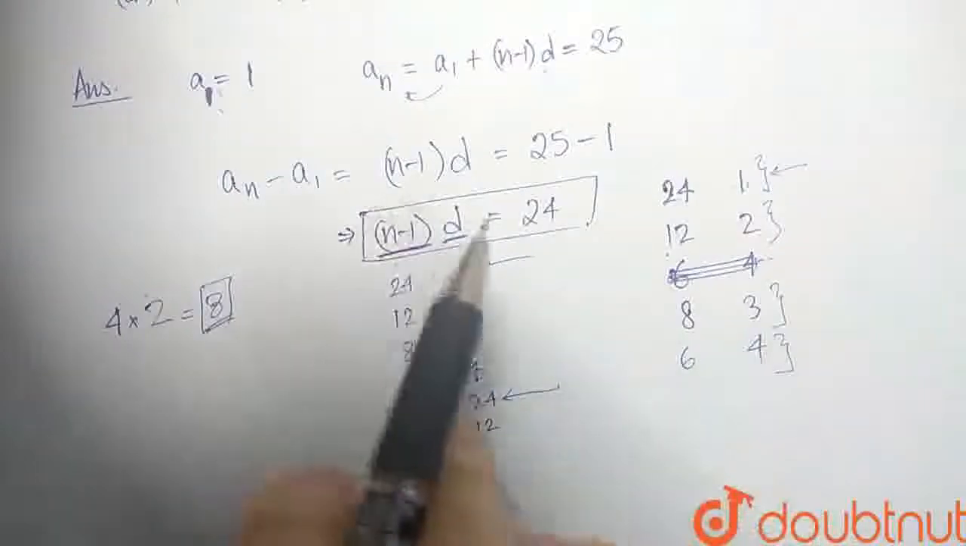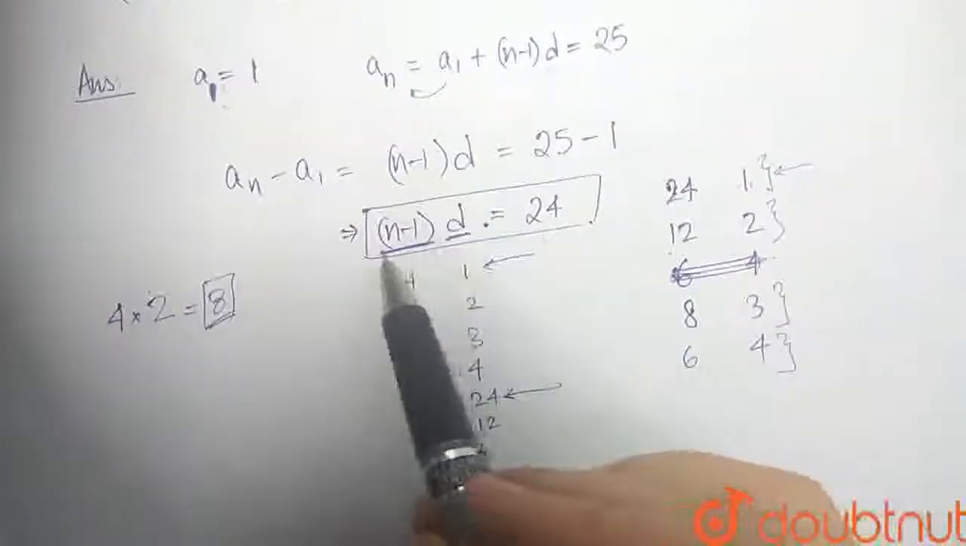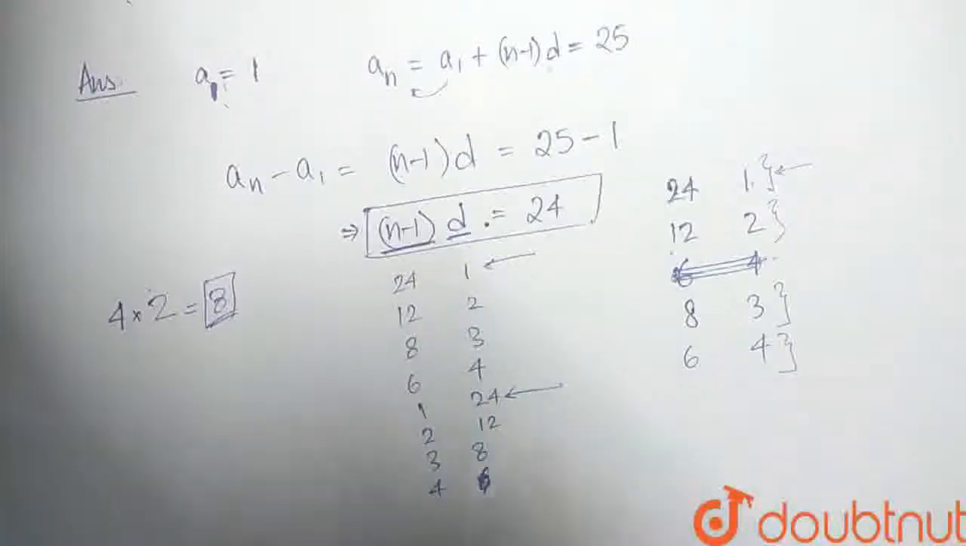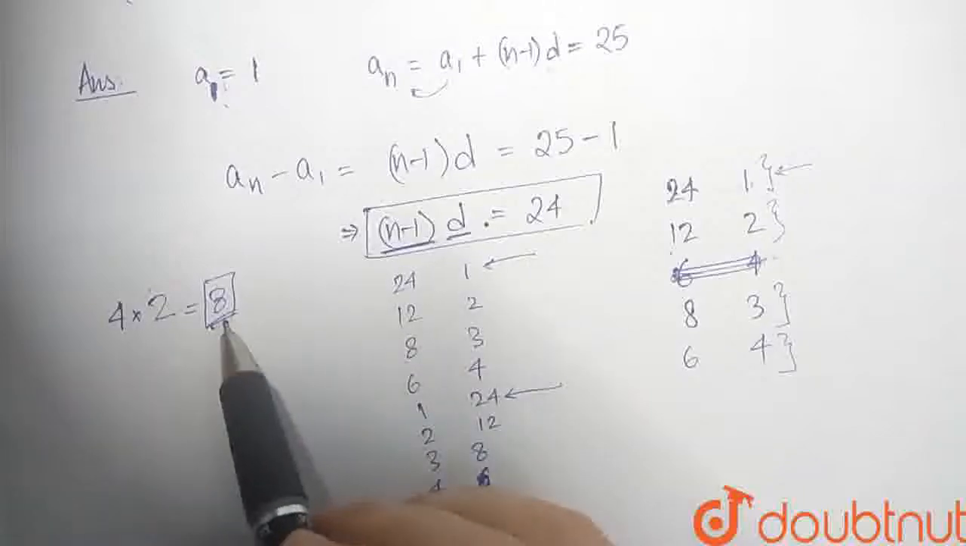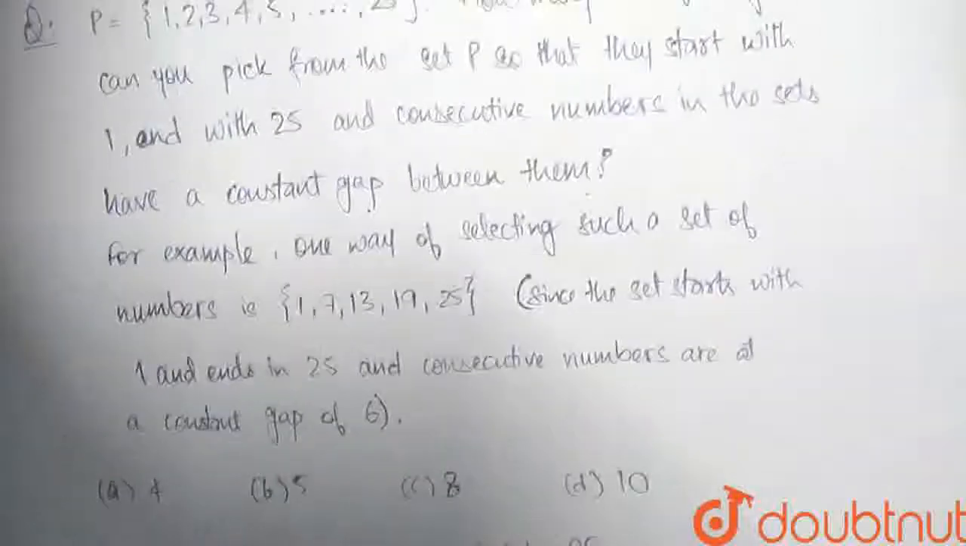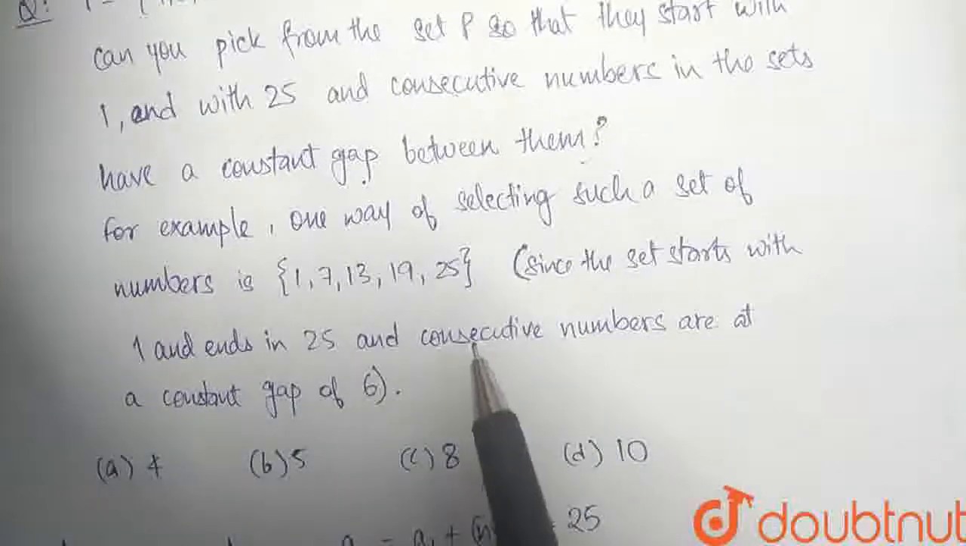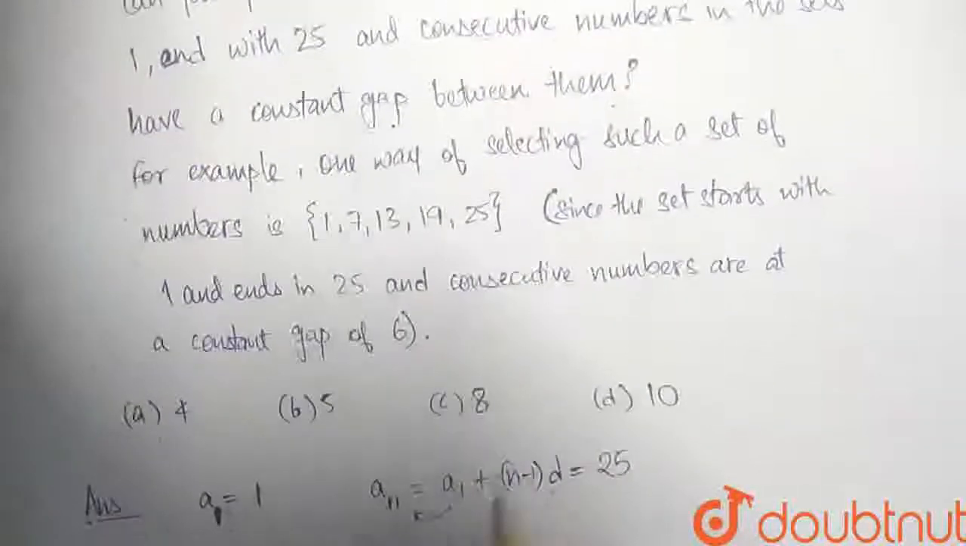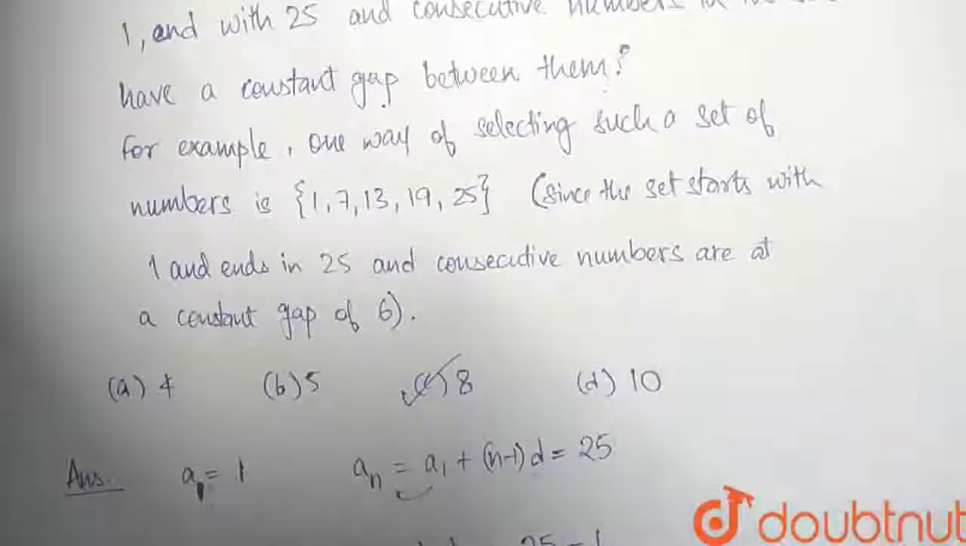Since this represents the number of sets possible which adhere to the conditions given, there are a total of 8 sets. So the number of possible sets is 8. Comparing with the options, we see option C is correct.